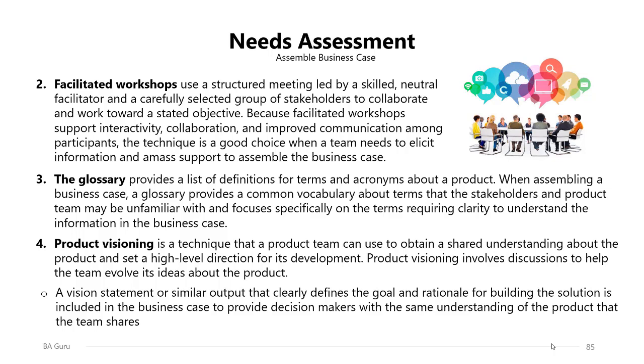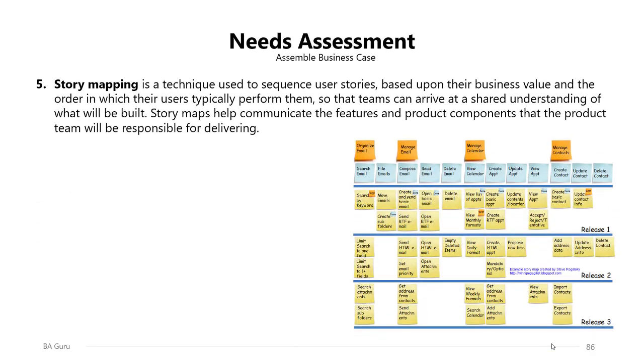And the last technique is story mapping, which is used to sequence the user stories in an agile environment based upon their business value and the order in which users typically perform them, so that teams can arrive at a shared understanding of what will be built. Story maps help communicate the features and product components that the product team will be responsible for delivering. So this is a story map that is usually an output of this technique.